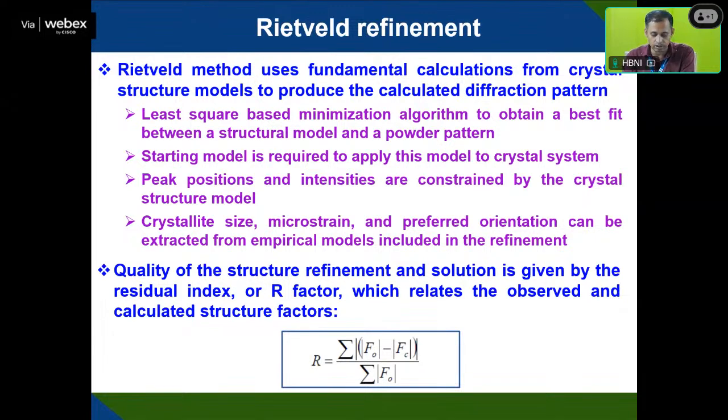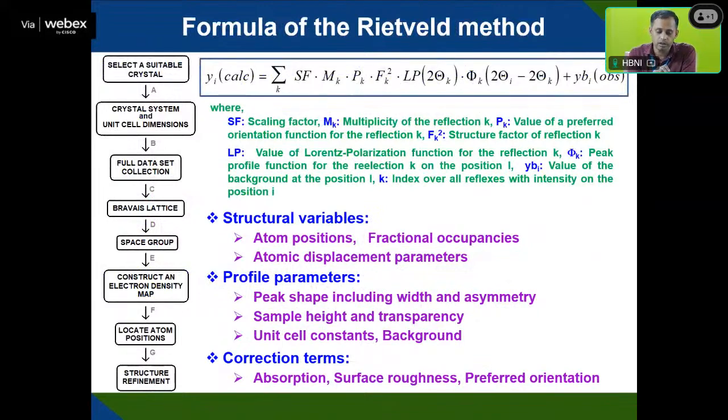The quality of the structure refinement and the solution is given by the residual index, the R factor, that is, this relation: F observed minus F calculated, divided by F observed. You will get the R factor, and that will define how good your crystal refinement is or not. So this is the formula.